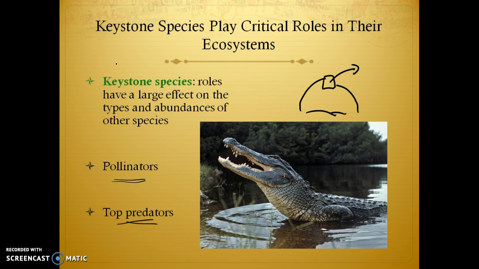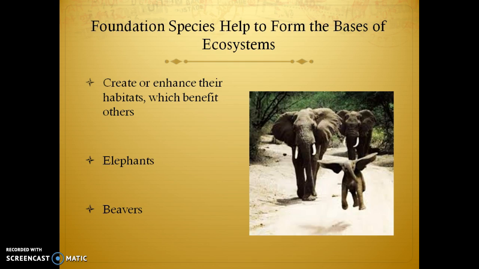In your research for your national park, you have probably found reference to the keystone species within that ecosystem, because protecting those keystone species is vital for protecting biodiversity. And last but not least, we have foundation species. Foundation species are species that actually create or enhance habitats, physically create habitats which benefit other species. So our example here are elephants.